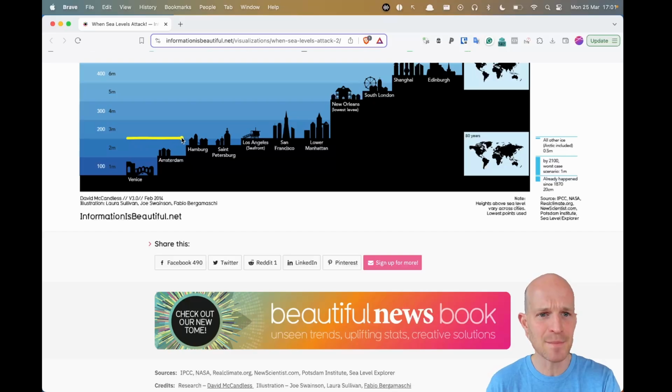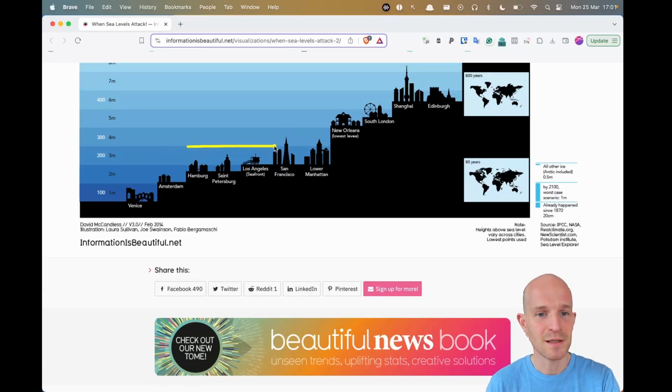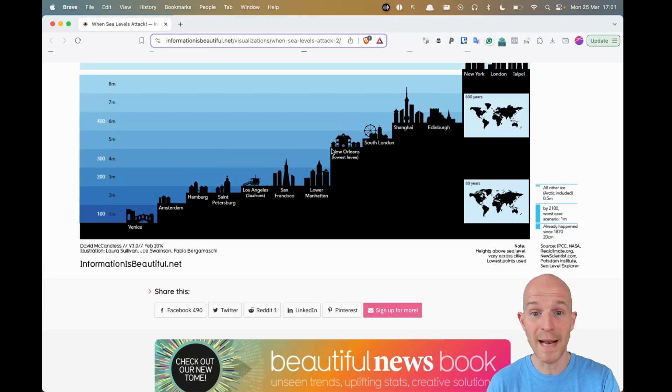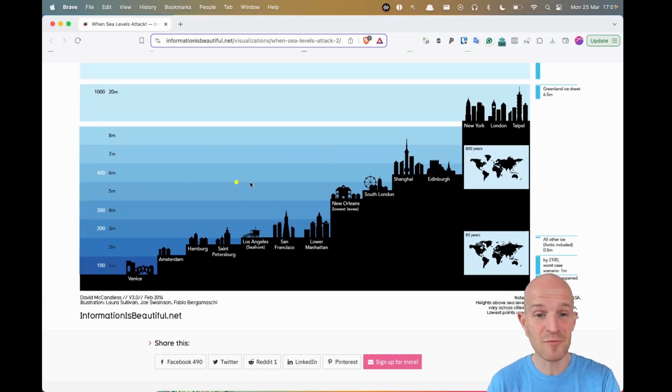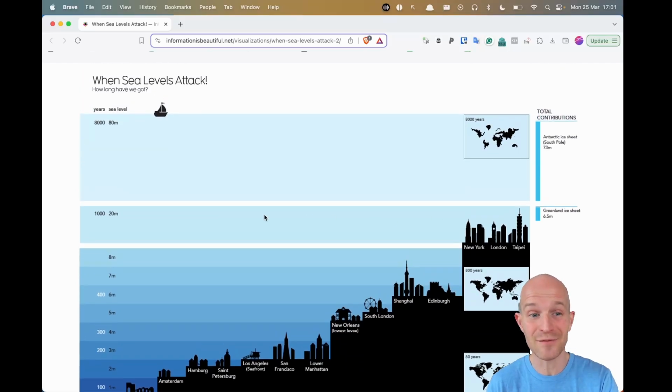2 meters, Amsterdam, Hamburg, St. Petersburg, gone. 3 meters, Los Angeles, San Francisco, Lower Manhattan, they are gone. 5 meters, my old home, South London, it's gone. 6 meters, Shanghai, Edinburgh, also gone. And 20 meters, New York, London, Taipei, they are gone. And remember, we guesstimated 50 meters, all the major cities are gone.